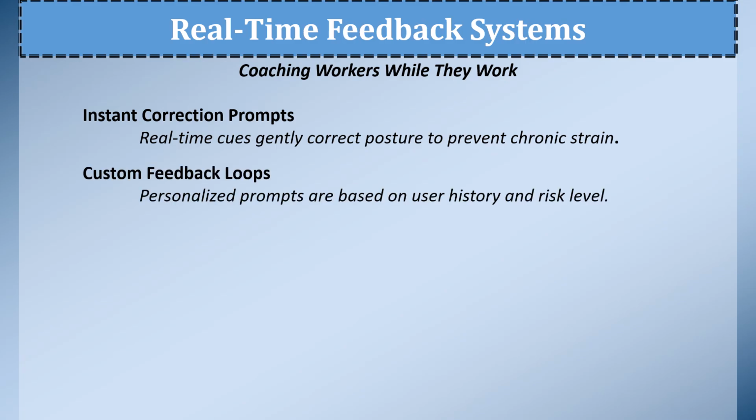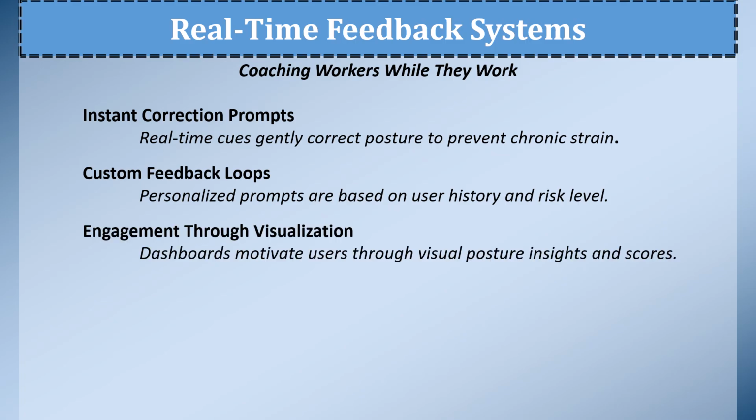Custom feedback loops. Systems adapt based on a user's history and risk level. Someone prone to back strain may receive more frequent lumbar-related cues. This tailored feedback makes ergonomic training more relevant and easier to sustain over time.